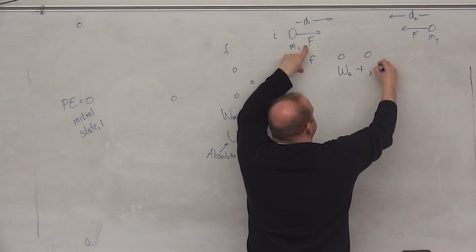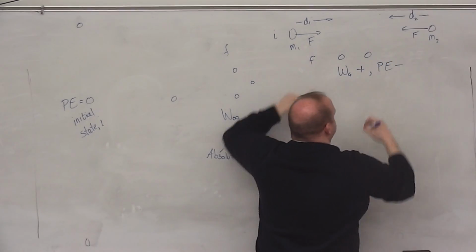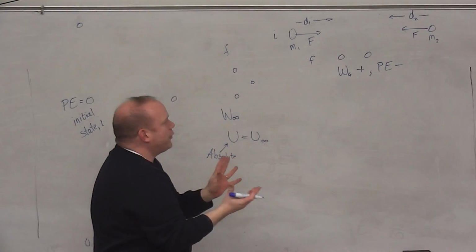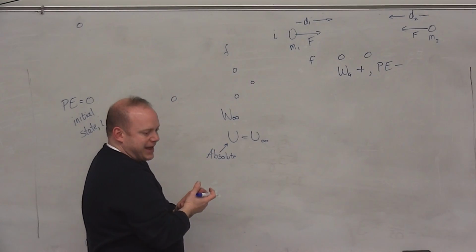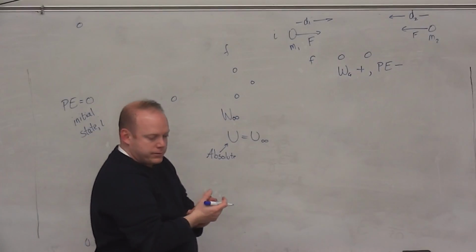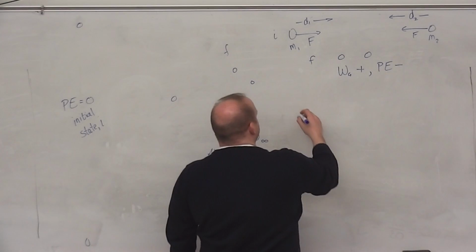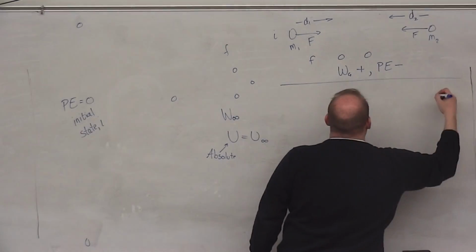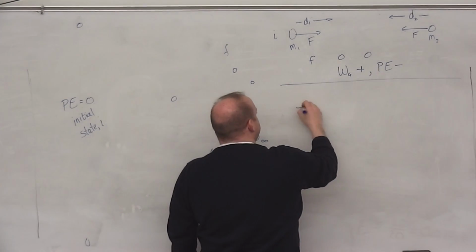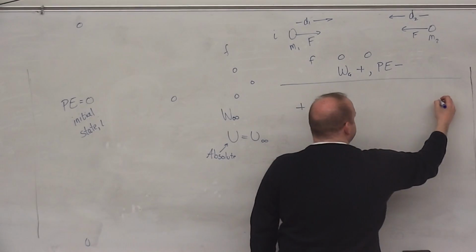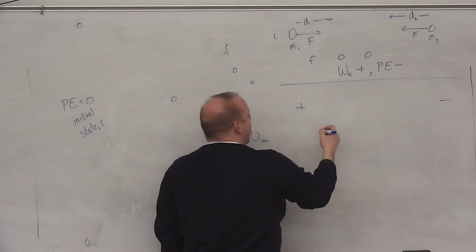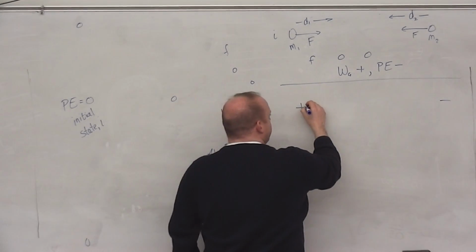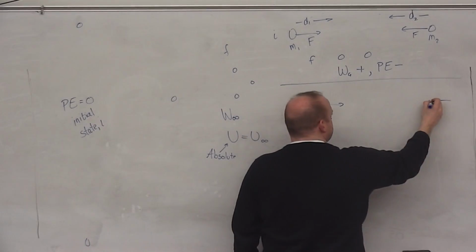But the potential energy change is negative. Because as I bring the masses closer together, the potential energy goes down. Now, the same could be true for the electric field. Let's take a look. If I have a positive charge here and a negative charge out over here, if I release them, they're going to attract each other.